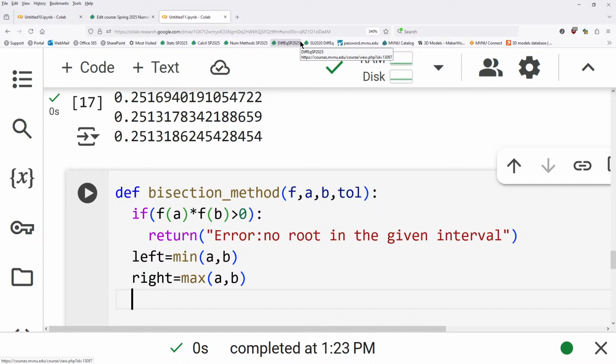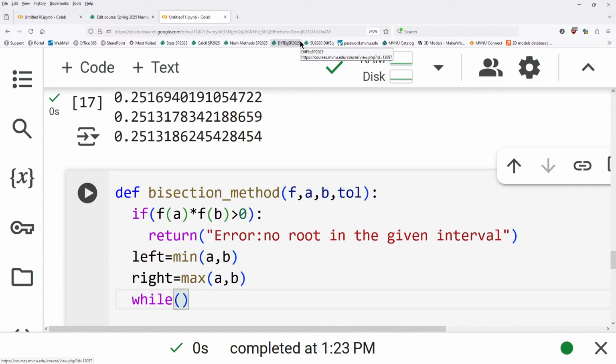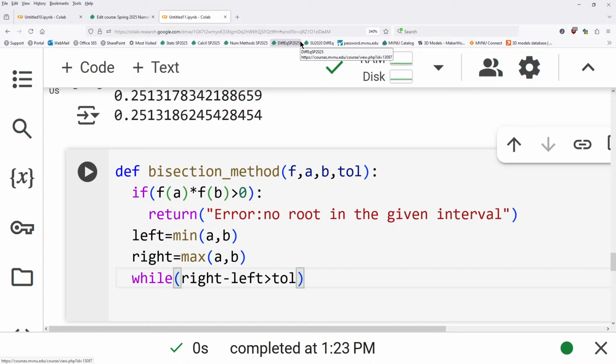And then now I have my while statement. So this will feel very similar to the other two methods. So while right minus left is greater than the tolerance. So tolerance meaning how close do we want to be to the truth? Don't forget the colon. Then we're going to do the middle. The middle is equal to the right plus the left over 2.